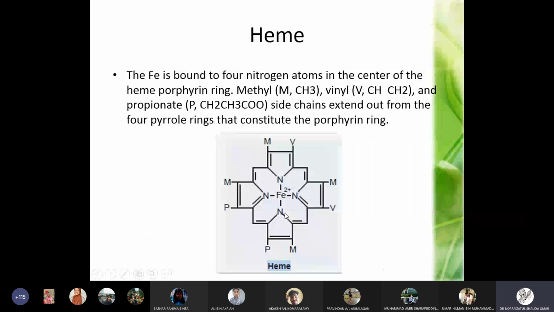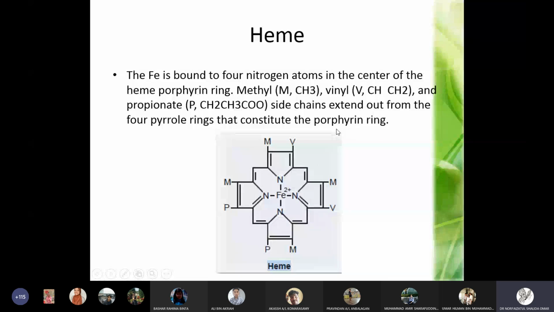Okay, so this is the heme that you find in hemoglobin. It is made up of ferrum, bound to four nitrogen atoms in the center of the heme porphyrin ring, with substituents like methyl, vinyl, and propionate side chains. You don't need to remember the structure, just know that heme is made up of ferrum and is called a porphyrin ring.